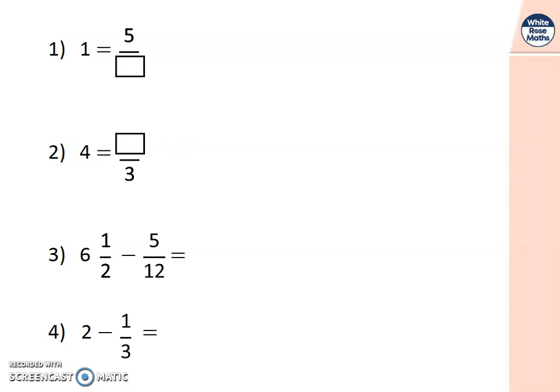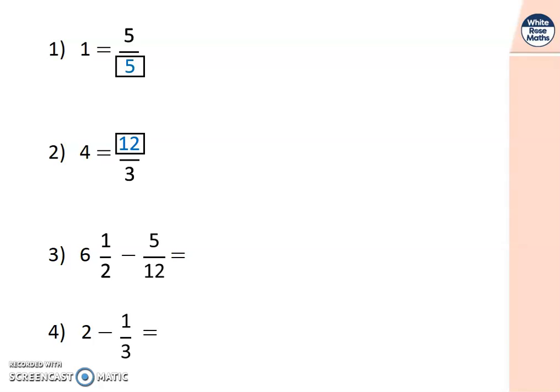Let's see how you did. Number 1. 1 whole 1 is equal to 5 what's? 5/5. Number 2, 4 whole 1s is the same as how many thirds? 4 lots of 3, or 4 times 3 is 12. 12 thirds. Number 3, 6 1/2, subtract 5/12.